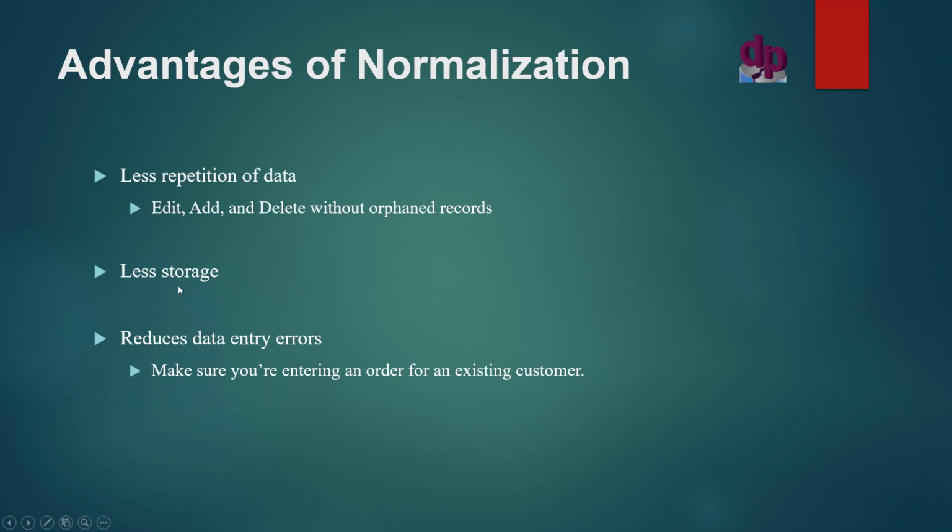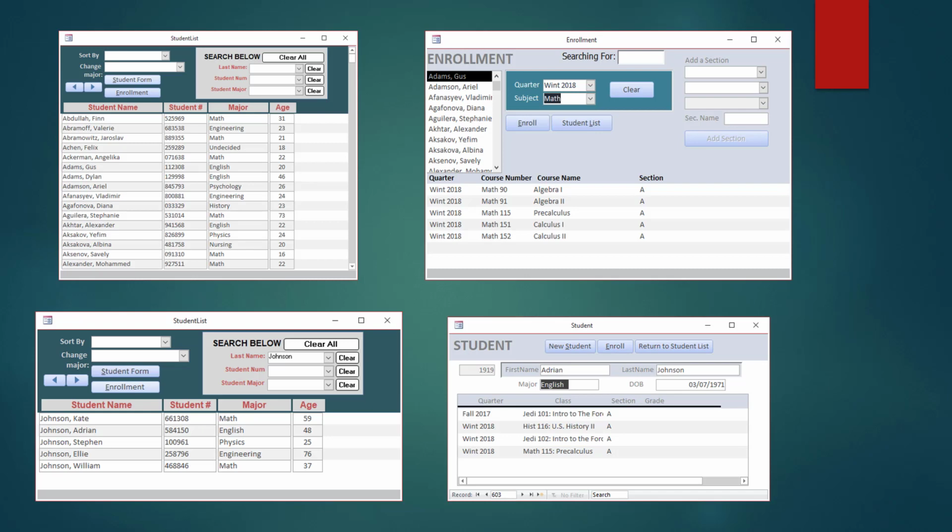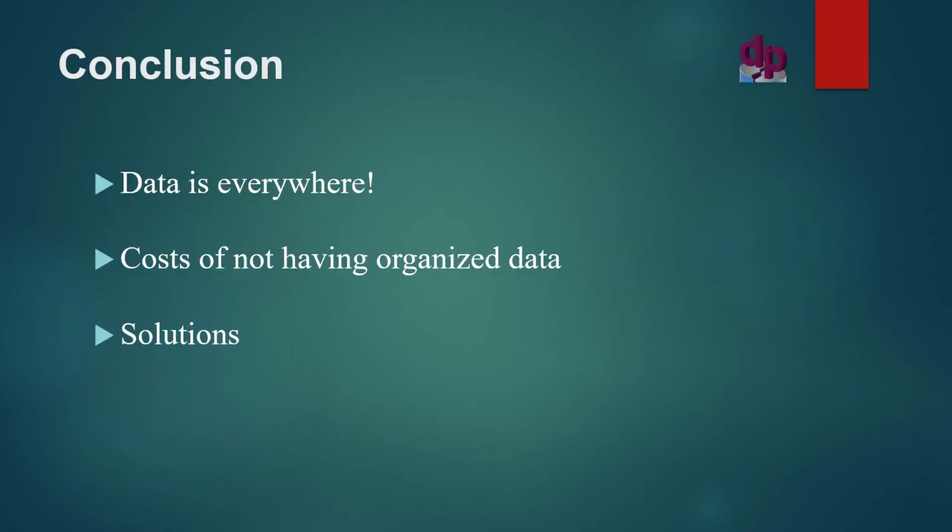It cuts back on storage, especially if you have a very, very large data table. Reduces data entry errors. A lot of that is at the application level itself. So here we see examples of a relational database. Now, this is not the database itself, but these are forms built using Microsoft Access. So in conclusion, data is everywhere. We showed the cost of not having organized data, the cost of data entry, and we've showed a few solutions.